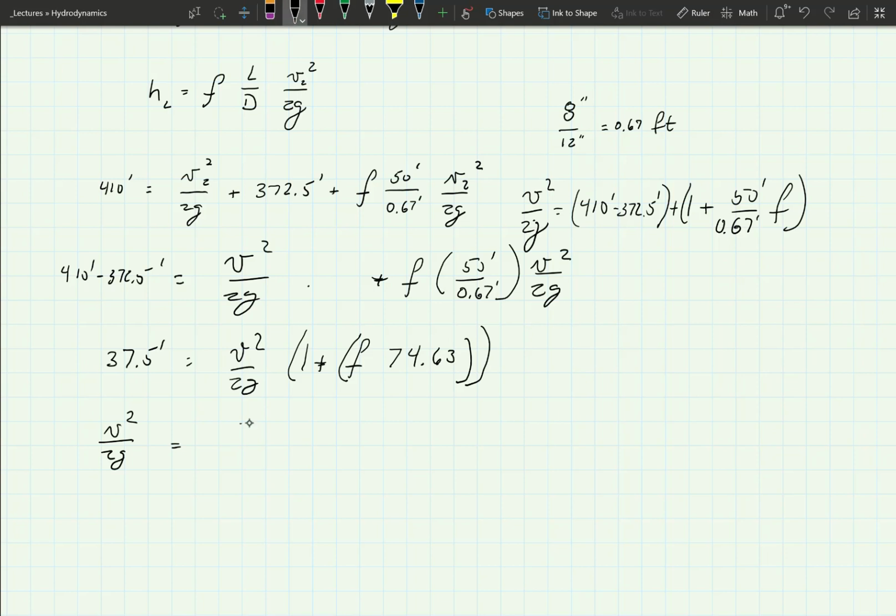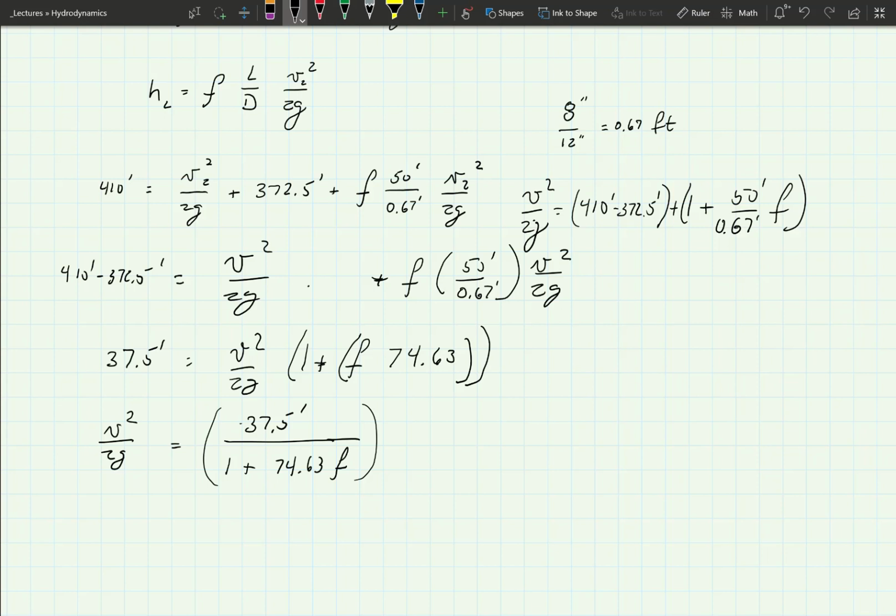I'm making a hell of a mess of the math here. What have I done wrong? We're going to divide this by 1 plus friction. And actually, I'm going to multiply that times 74.63 f. Yes? No? It is right? Cool, it just looks wrong.